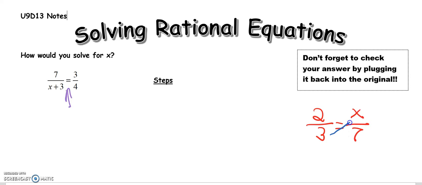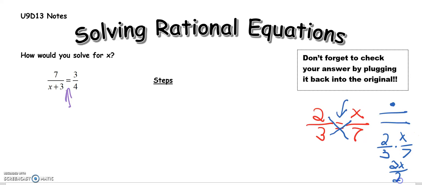Way back when, you learned this thing called cross multiplication. This is not to be confused with normal multiplication, in which case we multiply straight across top and bottom. Cross multiplication is when there's an equal sign and you're multiplying diagonally. If I had 2 over 3 times x over 7, I would go straight across and get 2x over 21. When you have an equal sign, you do cross multiplication, which would give you 3x equals 14, and then you would solve for x.